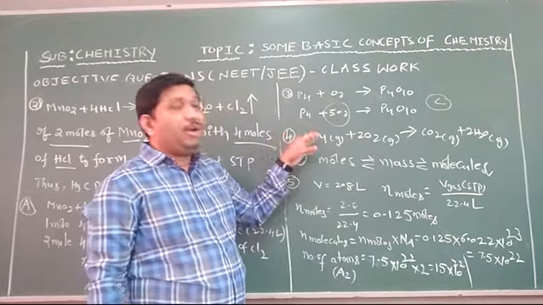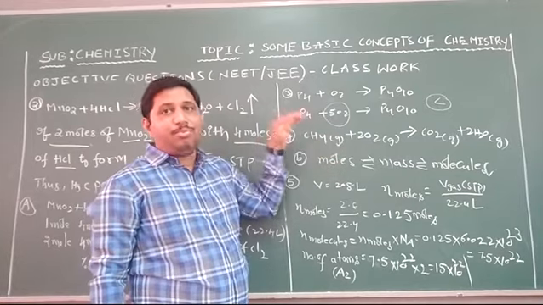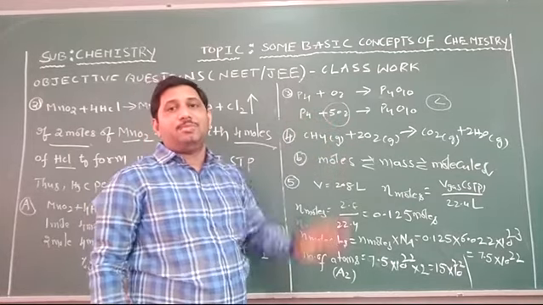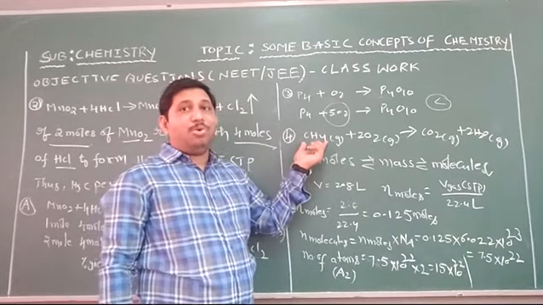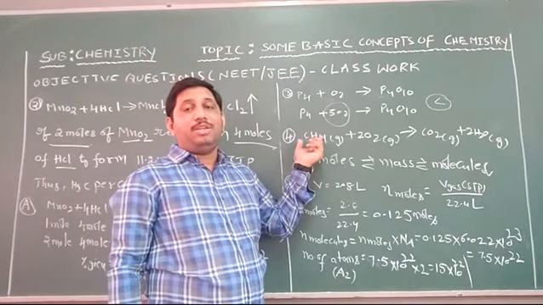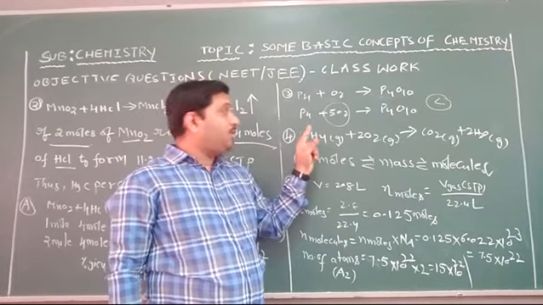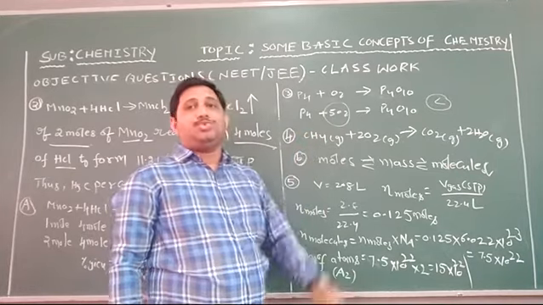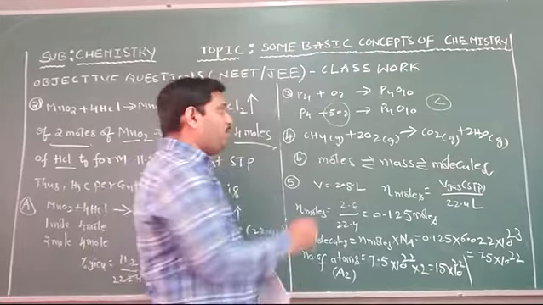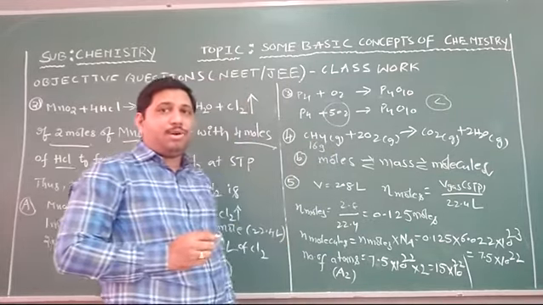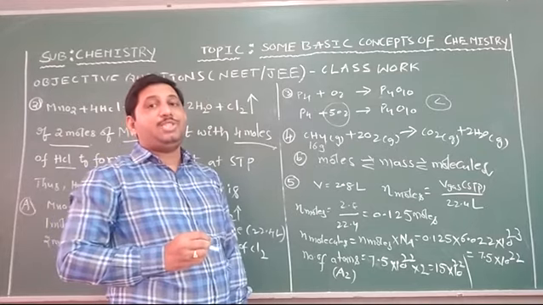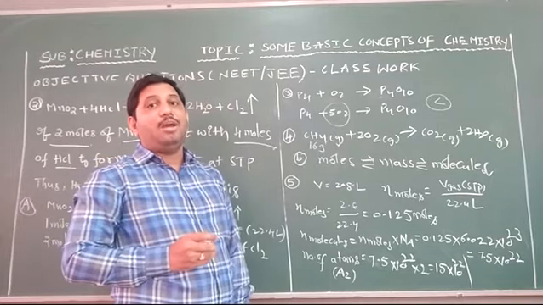Okay, in terms of molecules, in terms of moles, in terms of volume they are explained. Next one, in terms of mass also they are explained, student. The molar mass of methane: carbon is 12 plus 4, that is 16 grams of methane. The mass of 1 mole of a substance expressed in grams is known as molar mass.